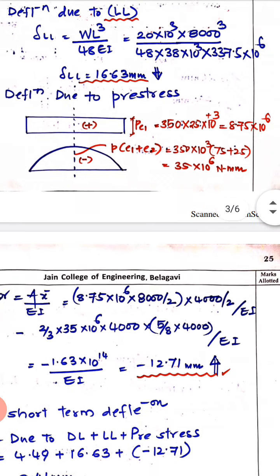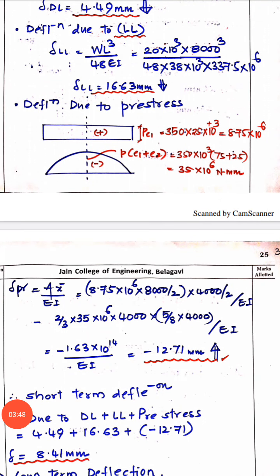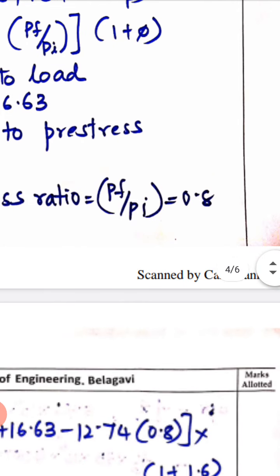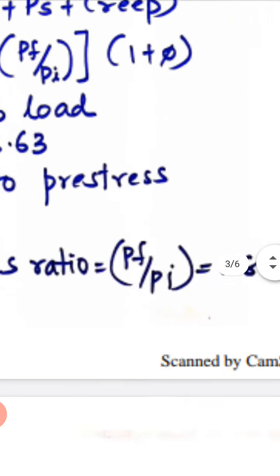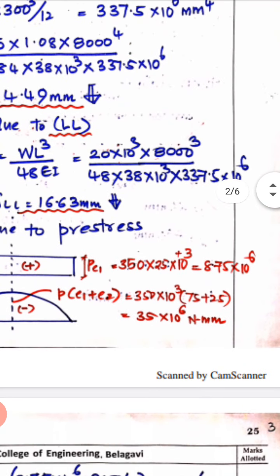Okay, then I told you how to calculate the deflection due to prestress again. So we have to use the formula that is based on Mohr's moment area theorem, that is A x bar upon EI. So if you take A x bar, now I'll explain. A is nothing but the area of the bending moment diagram. So A is 8.75, which is mentioned here. Okay, sorry. So A is nothing but 8.75 into 10 raised to 6.